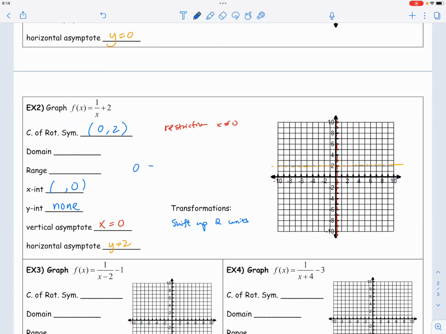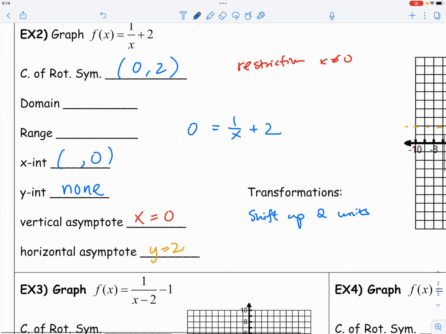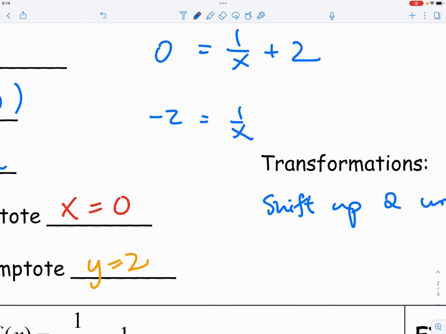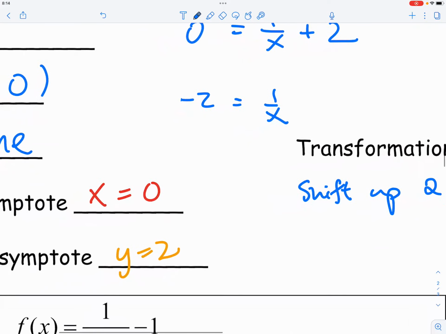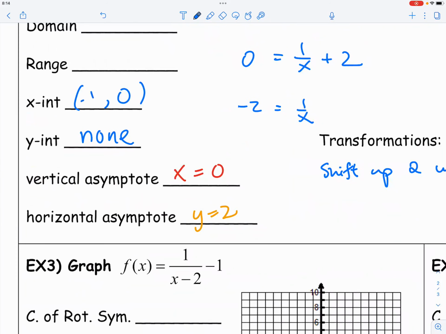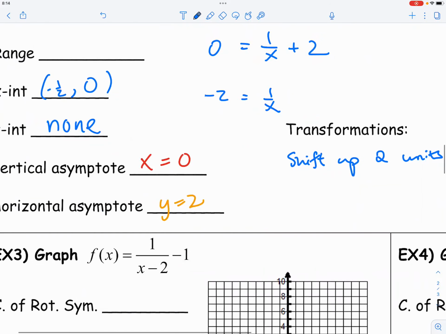What about this? This whole y thing goes to 0, so you have to solve for it. Now, it would help if you understand what we said earlier. 1 divided by what is negative 2? Negative 0.5, right? So if you know 1 divided by negative 0.5 is negative 2, that would help. If not, you can just go ahead and multiply by x first, and then you divide by negative 2 on both sides. You get the same answer, negative 0.5.